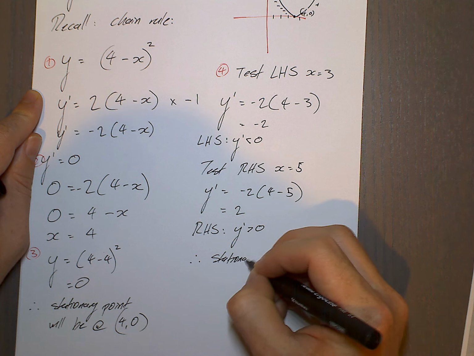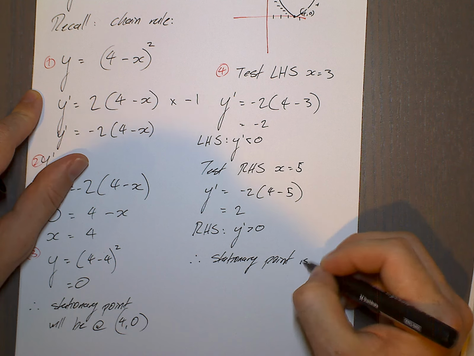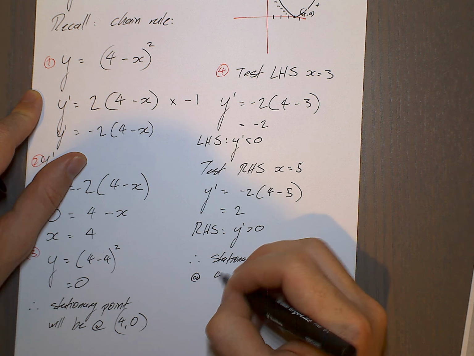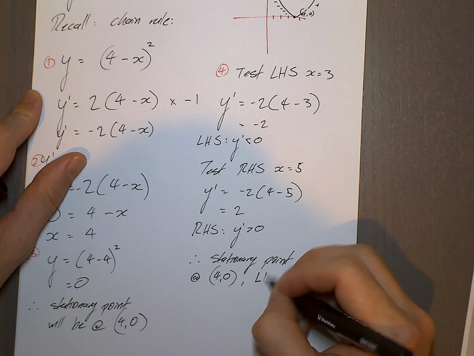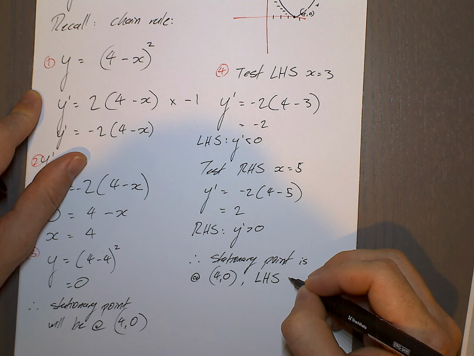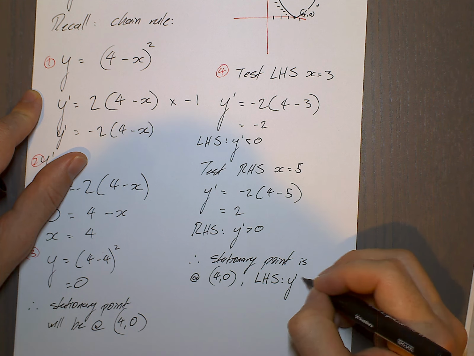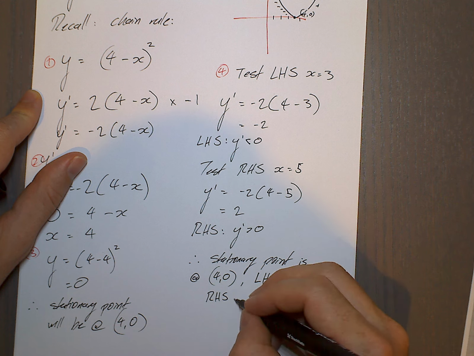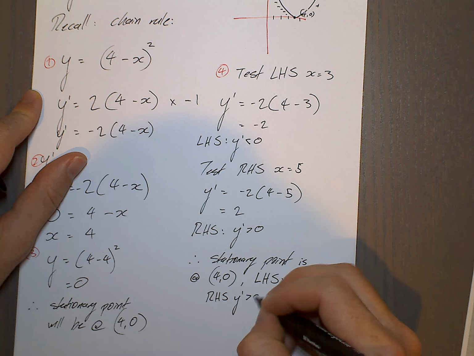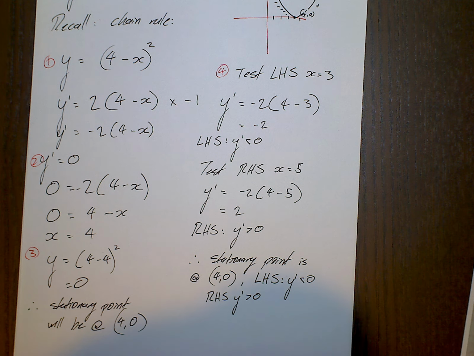So this should be a minimum value. Hopefully I'm right. So let's just say, therefore, the stationary point is at 4, 0, and on the left-hand side, y dash is less than 0, and on the right-hand side, y dash is greater than 0. Okay, and that should be correct.